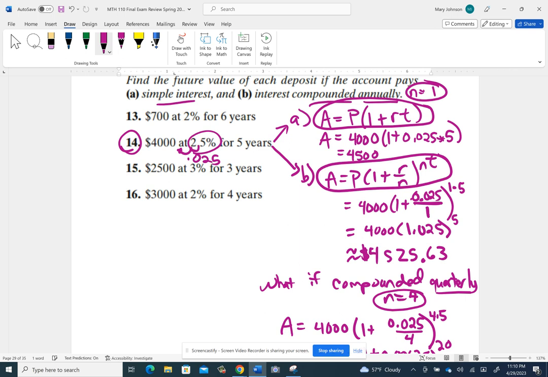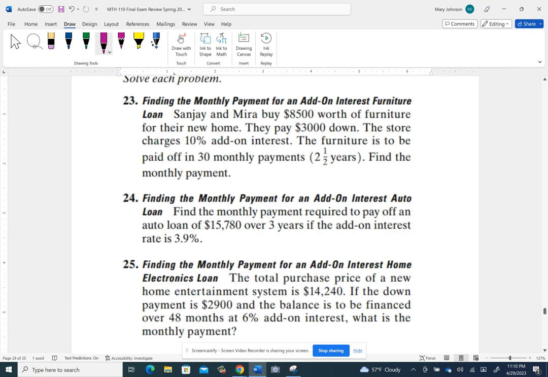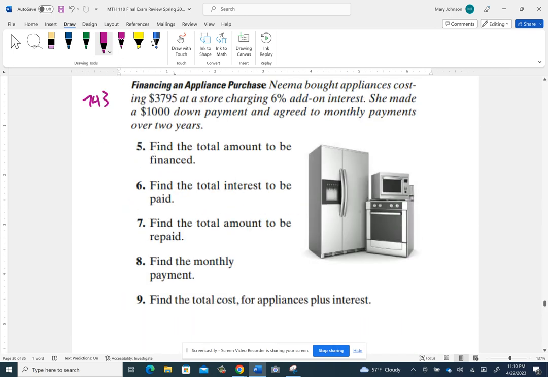Then I've got the next set of problems, which deals with installment loans. Okay, those are kind of fun. Right, so this was from page 748. You're working on that now, so it'll be a little fresh on your mind. So let's see, they suggested 5 through 9. All right, so her appliances cost $3,795, 6% add-on interest. That's just simple interest. She's going to put $1,000 down. So to get the amount financed, I'm going to take what the appliances cost and subtract that 1,000 to see how much she needs to finance.